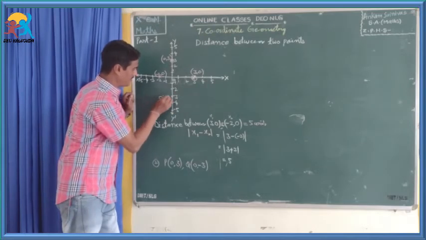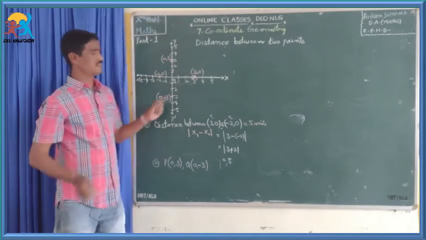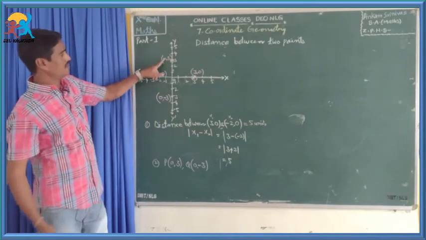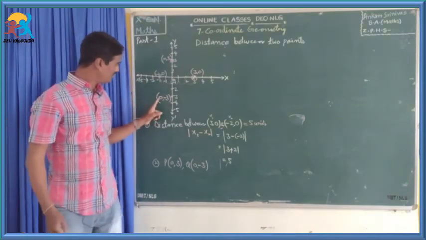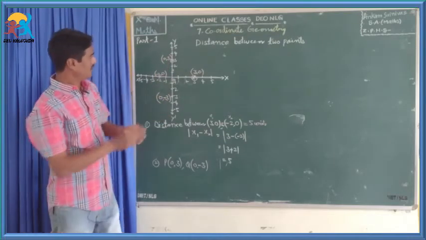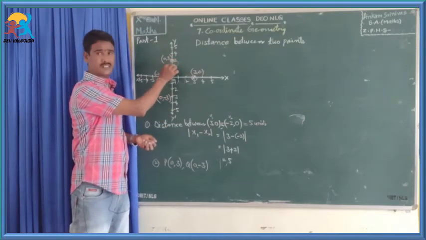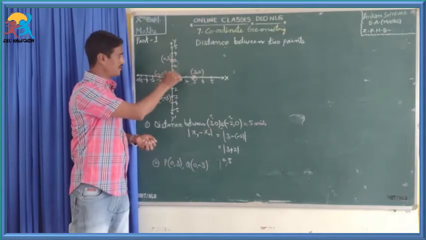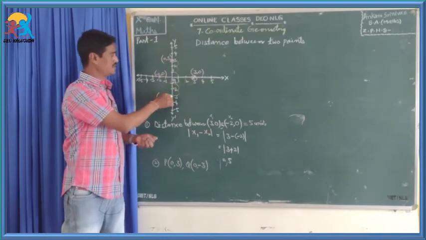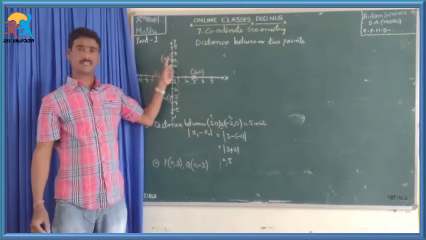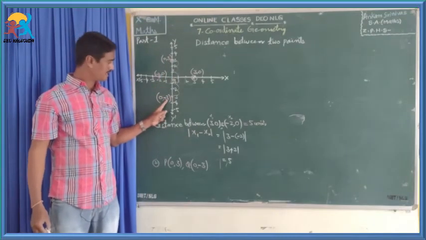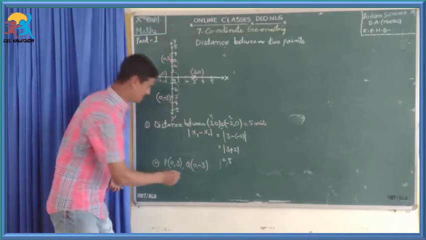So, the distance between these points (3, 0), (0, 3) and (0, -3). Now you count here: 1 unit, 2 units, 3, 4, 5 and 6. So the distance between (0, 3) and (0, -3), you can say easily, is 6 units.